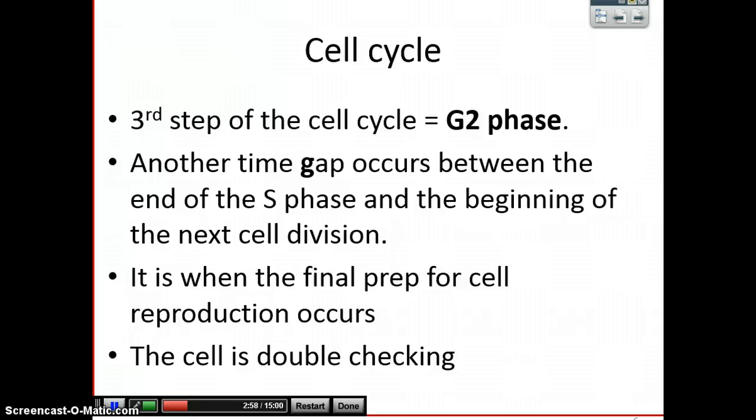The third step of the cell cycle is the G2 phase. It's another time gap, and during this gap, the cell is just double checking itself to make sure all 46 chromosomes got copied correctly. Like I said, each new cell needs to be exactly like the original cell.